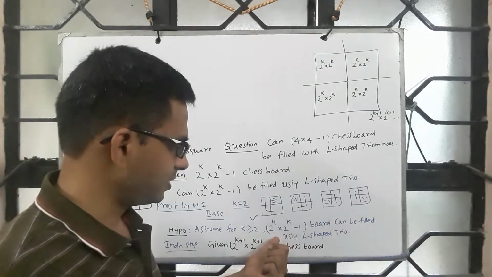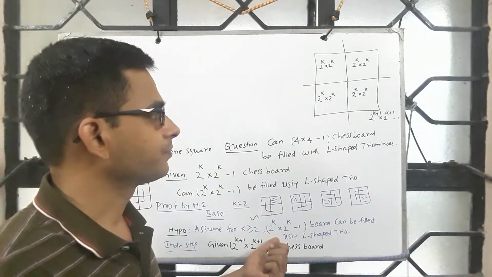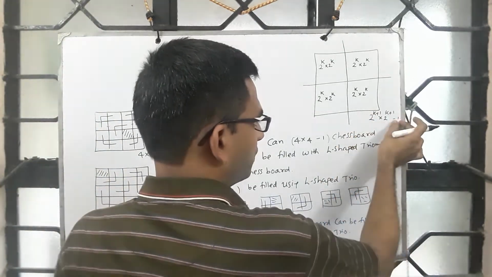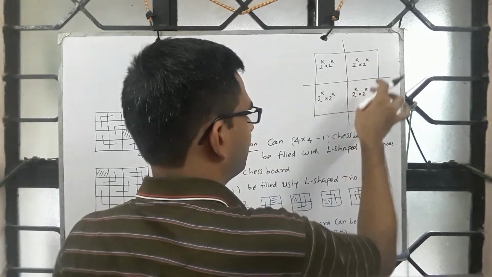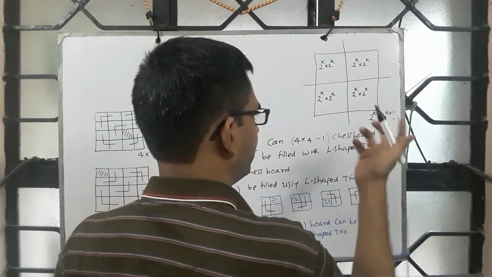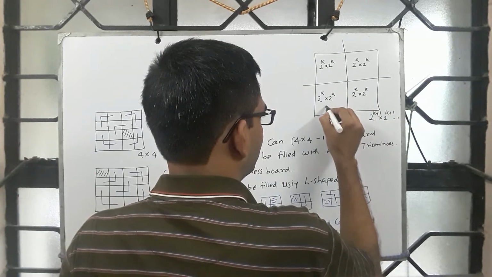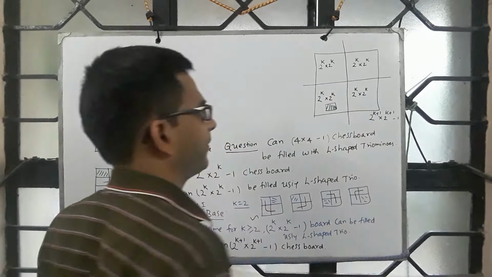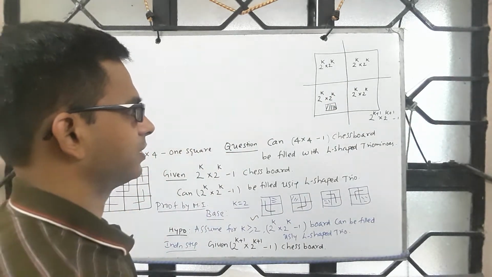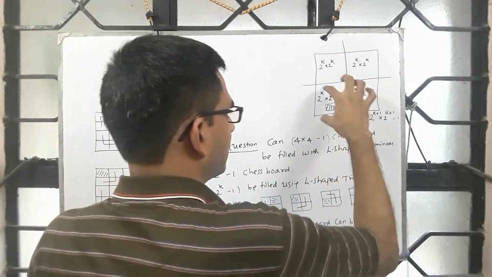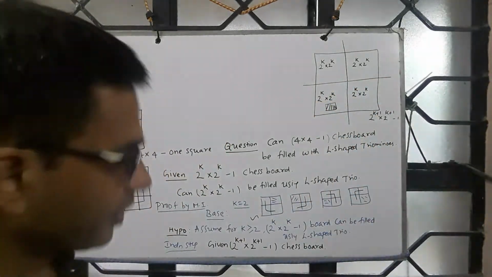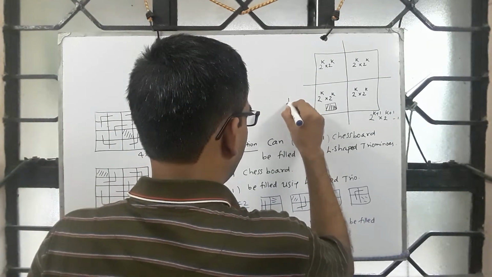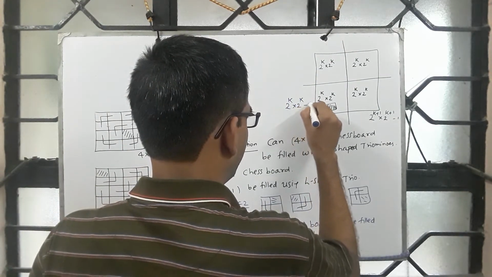To bring in the hypothesis, I need this board. And in this board, one square is removed, the minus 1. We don't know from which quadrant it is removed. It could be any one. Let me assume somewhere here it is removed. So this one, you can visualize as 2^k cross 2^k minus 1.